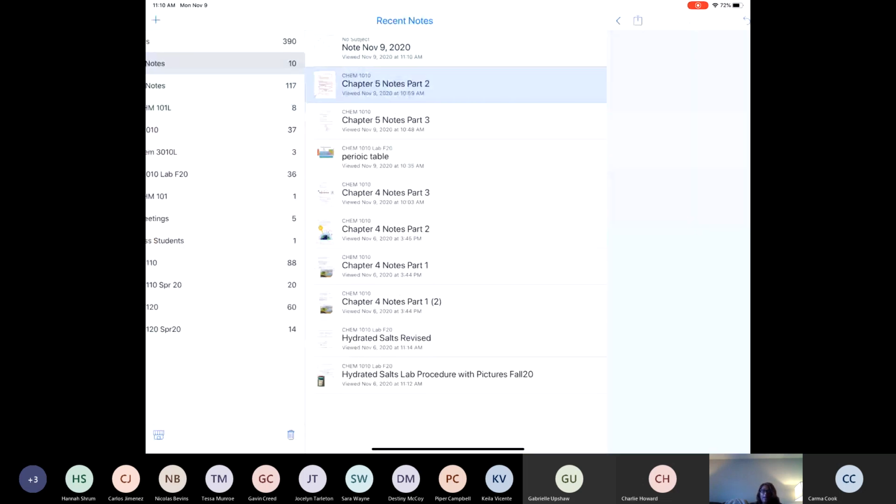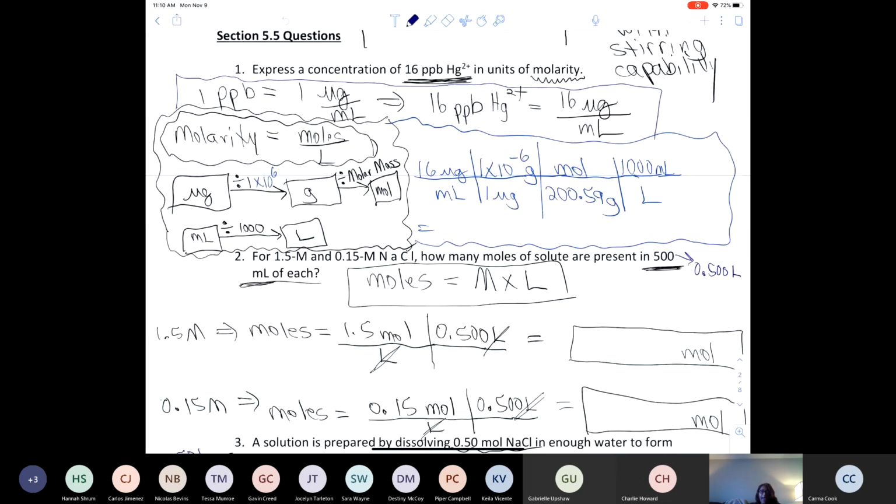So when we ended class on Wednesday of last week, we had some questions that I asked you to look at over the weekend and work out. And I kind of gave you some starting points of how you would want to go about approaching these questions. The first question, they gave us a concentration in units of parts per billion for the mercury 2+ ion. And we need to convert those parts per billion units into units of molarity. And again, as we stated, molarity is moles per liter.